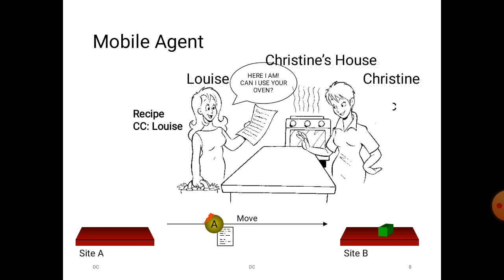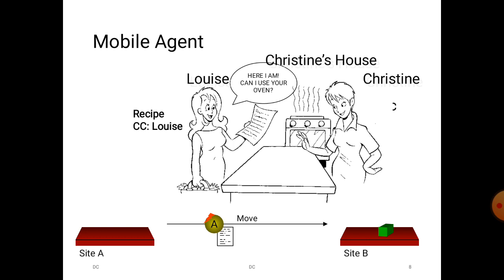Here what happens? Lousy carries her ingredients and recipe to Christine's home. Why? Because Christine has the oven. So the entire process here, the computational components along with the code, moves to the place where the resource is located. So it moves over there and the process gets done. That is, in case of the example, the cake gets baked.